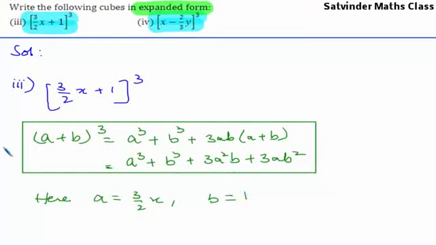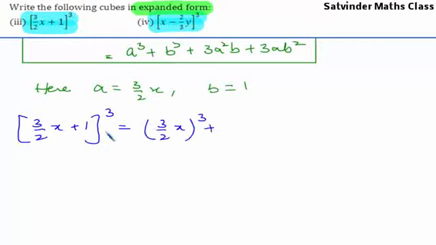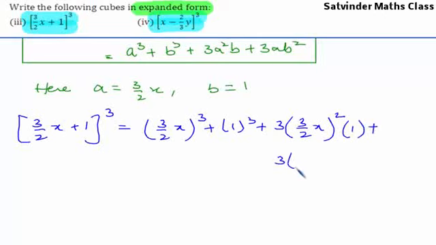Now let us substitute these values in the expansion. We have (3/2 x + 1) whole cube is equal to, we have a cube, which is (3/2 x) whole cube, plus b cube is 1 whole cube, plus 3a square b, which would be 3 into (3/2 x) whole square into 1, plus 3ab square, which will be 3 into 3/2 x into 1 square.